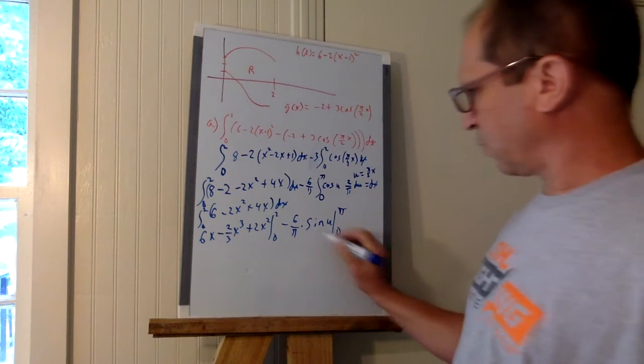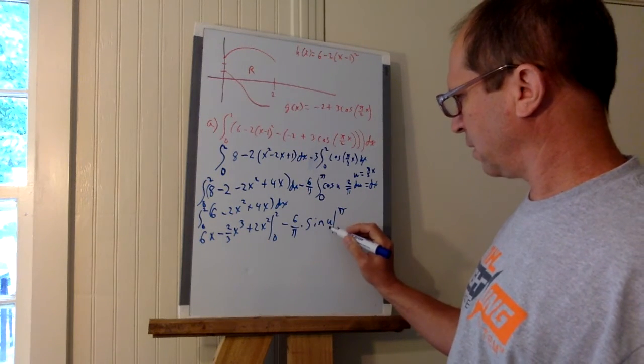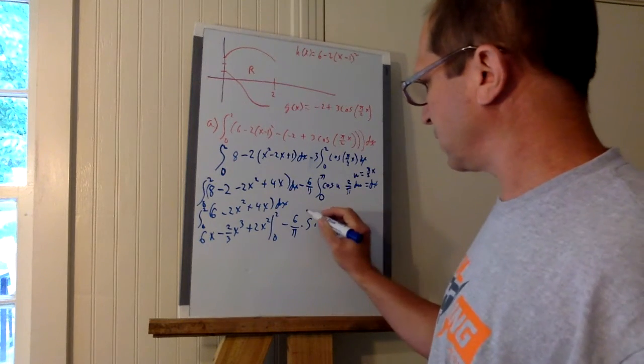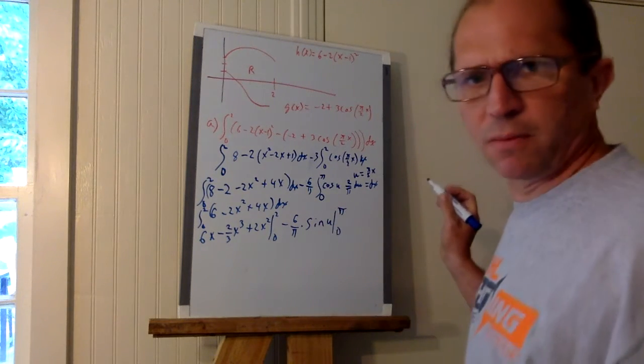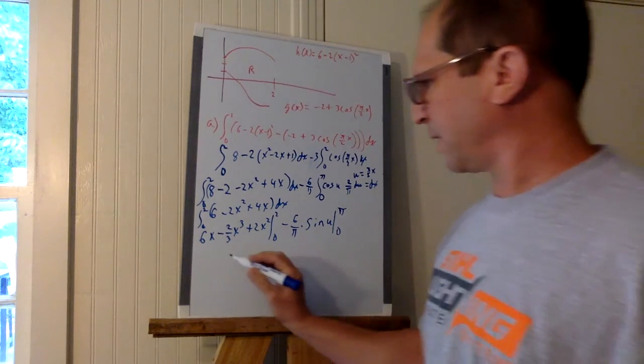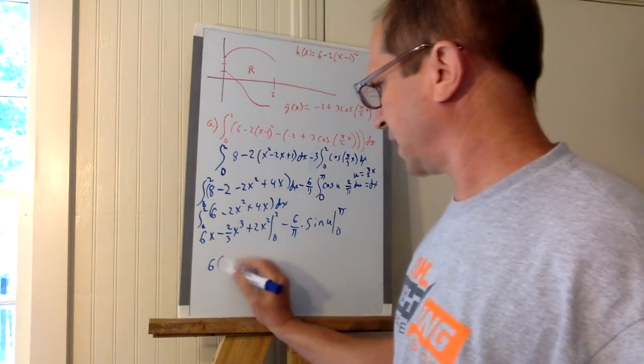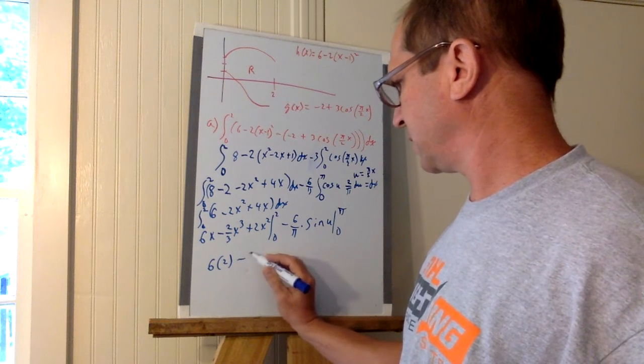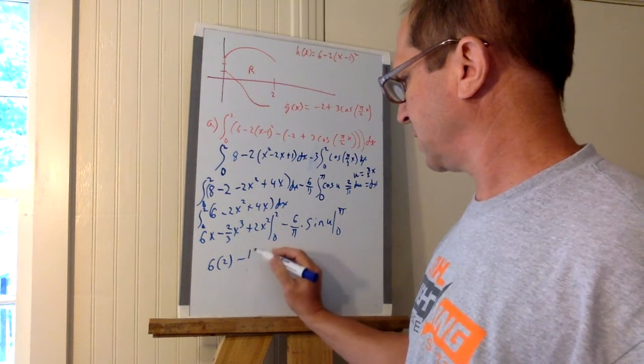So what happens here? We get 0 because the sine of pi is 0, the sine of 0 is 0. So all of this term becomes 0, so we don't need it anymore. So now we're just talking about 6 times 2 minus 2 cubed is 8, so this is 16 thirds.